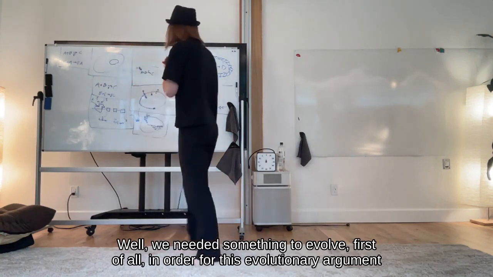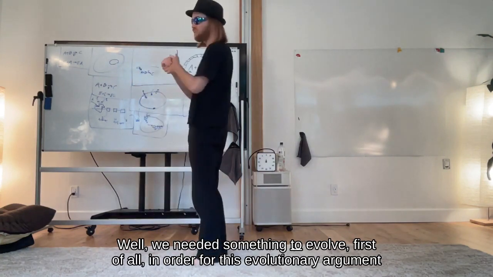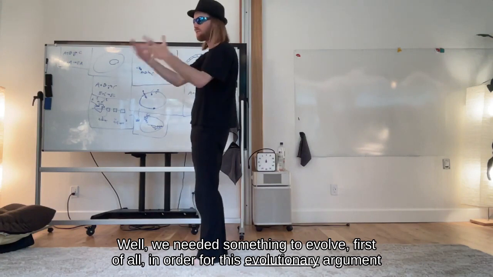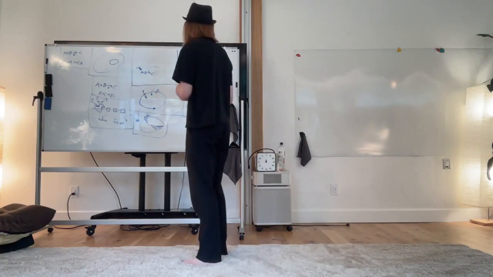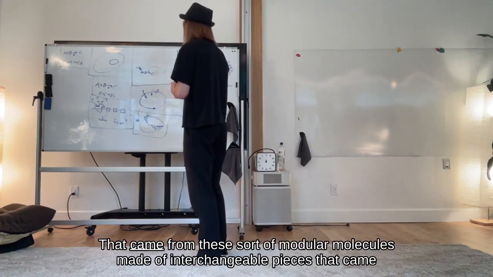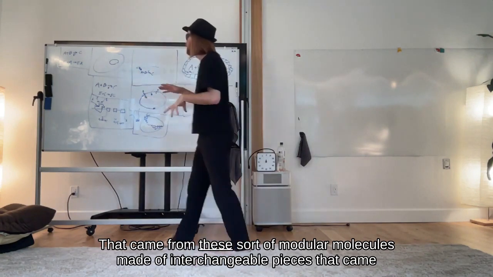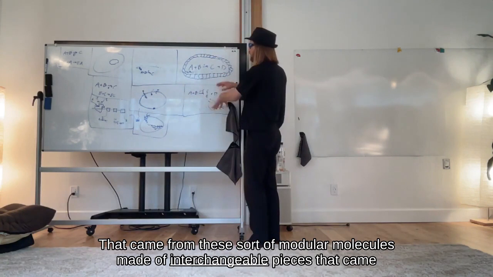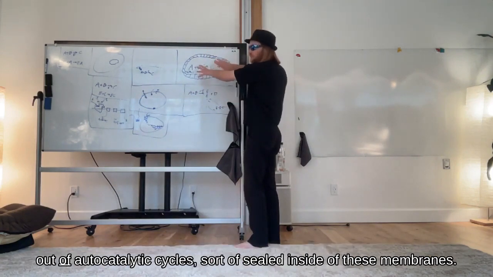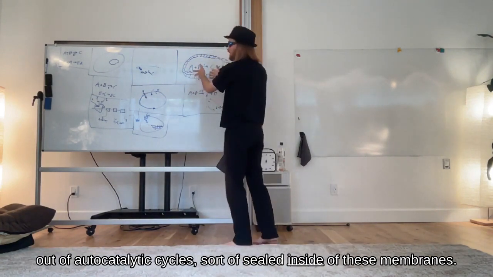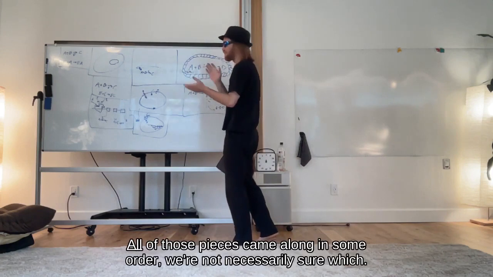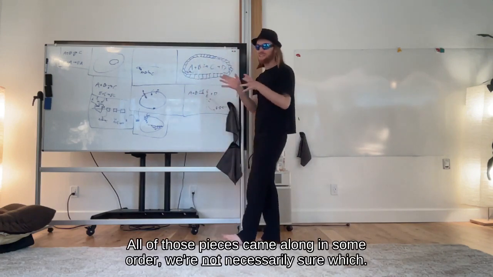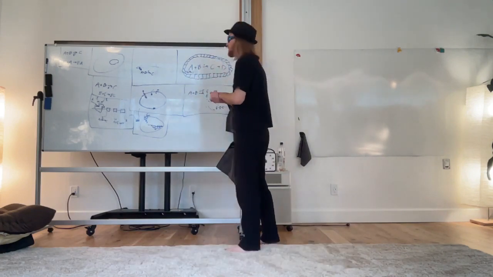Well, we needed something to evolve, first of all, in order for this evolutionary argument to make sense at all. That came from these modular molecules made of interchangeable pieces that came out of autocatalytic cycles, sort of sealed inside of these membranes. All of those pieces came along in some order, and we're not necessarily sure which.